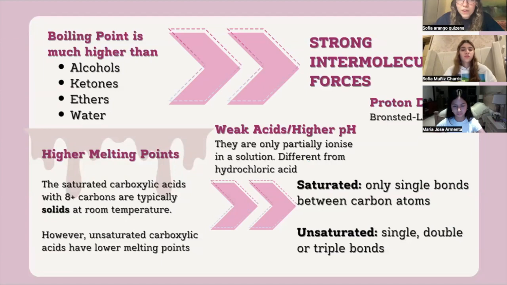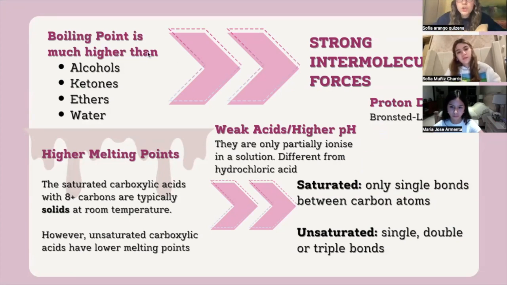One more about the characteristics. Carboxylic acids have strong intermolecular forces. If it has a strong intermolecular force, it is going to have a higher boiling point and a higher melting point because it requires more energy to break those strong bonds. The boiling point is higher than those of alcohols, ketones, ethers, and even water. And it also has a high melting point.